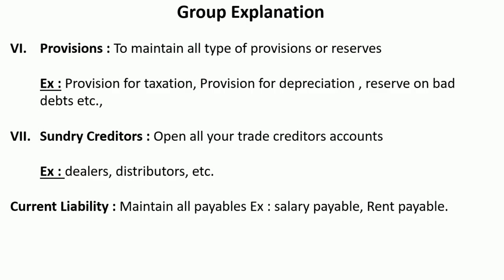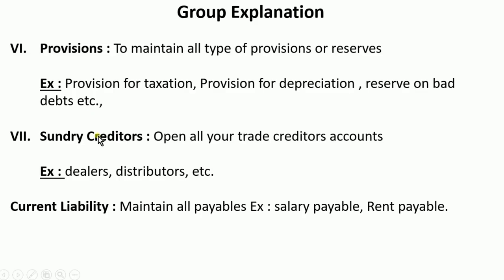Sundry creditors. Open all your trade creditors accounts. Maybe for example, dealers or distributors account. Maybe for example, if you are purchasing items from Lakshmi Trade Links, then Lakshmi Trade Links account we can take as a sundry creditor. Then current liability. So these are the subgroups, duties and tax, provisions, sundry creditors.